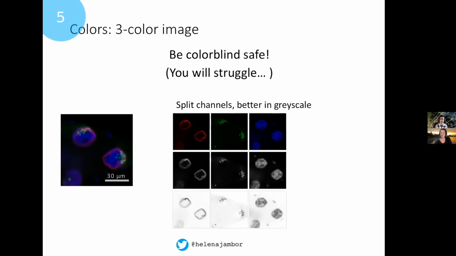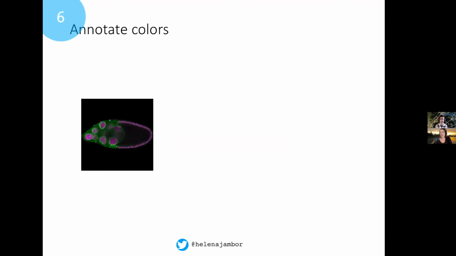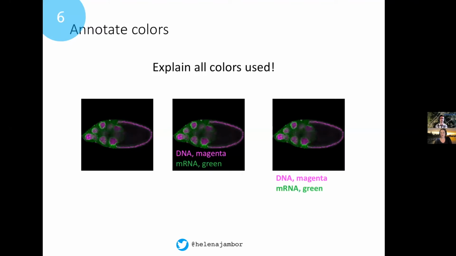That indication brings me to step number six, which is that you should annotate colors. So if you made a choice about the colors that you want to be showing in your figures, absolutely be sure that you explain all of the colors that are used in your images. For example, you can show codes, show the two channels inside the image directly on top of the data, or you can show it below.